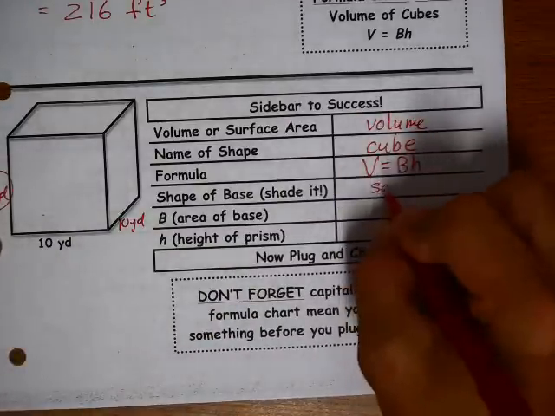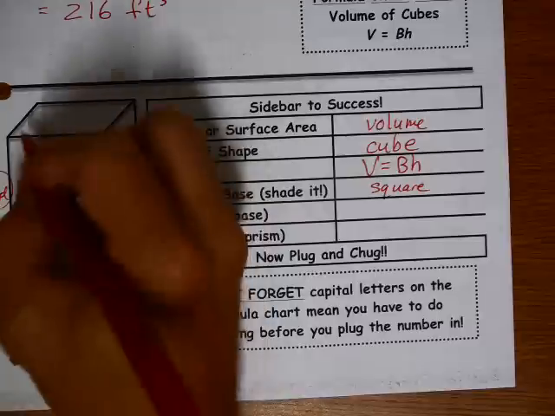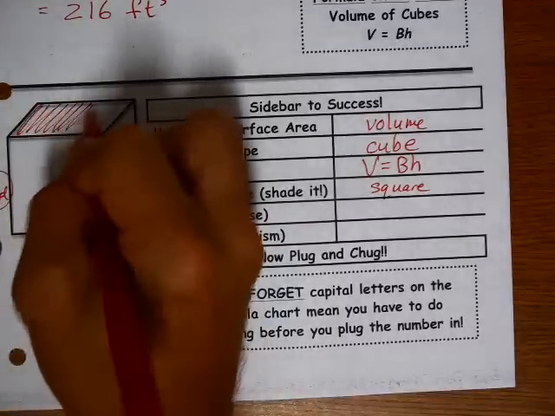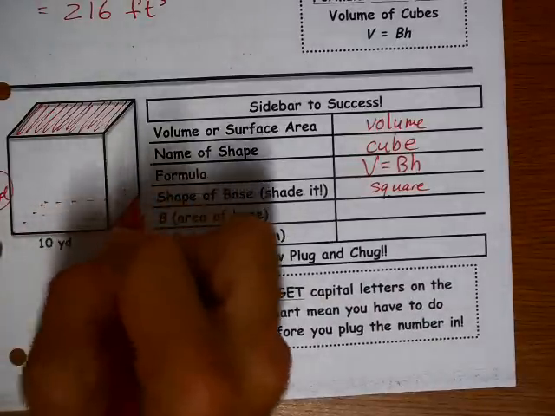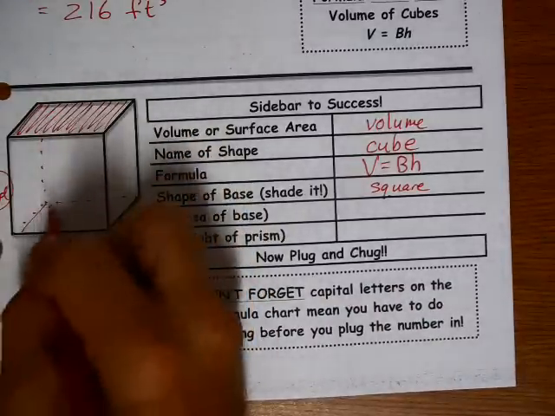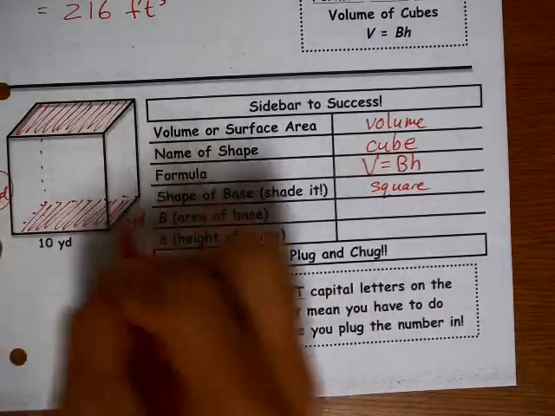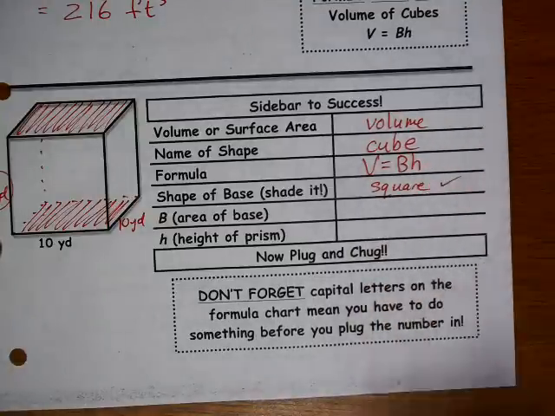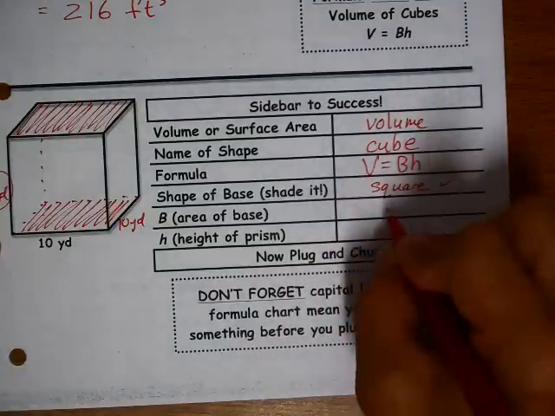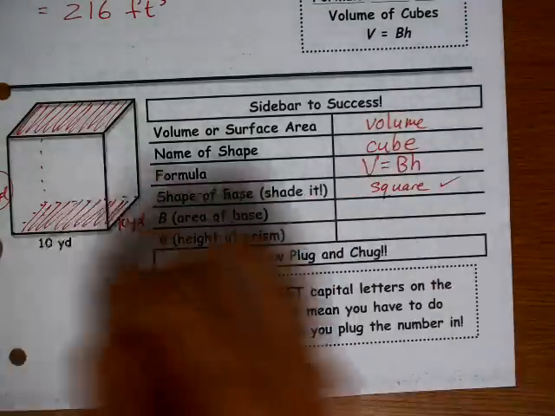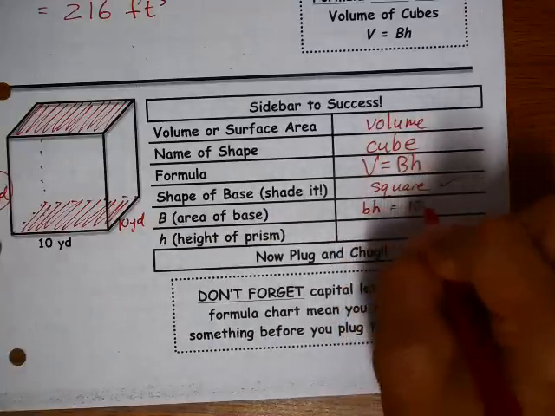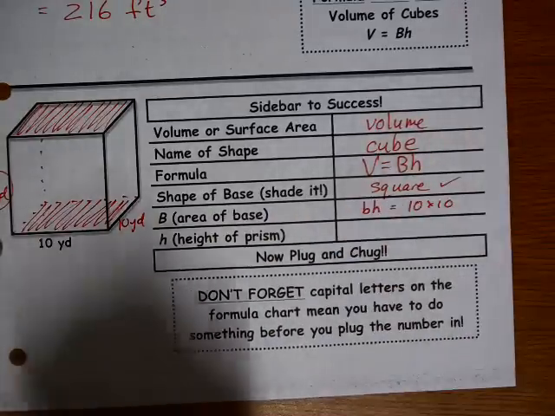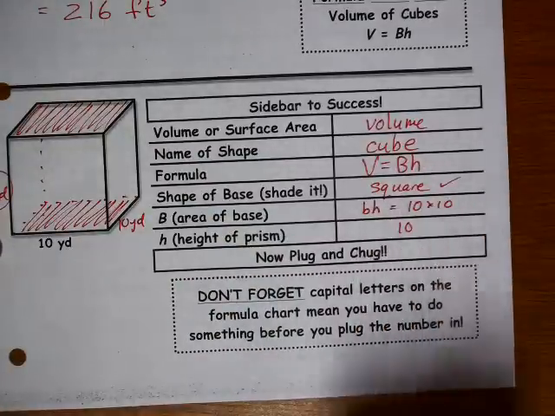The shape of the base, again, is a square, and I'm going to shade it in. I know that's the top, but again, it matches this one down here on the bottom, so if I want to shade that one in too, just so you see, check mark for shading that in. The area of the base, well again, the base is a square, the formula is base times height, which is 10 times 10, and the height, again, is also 10.